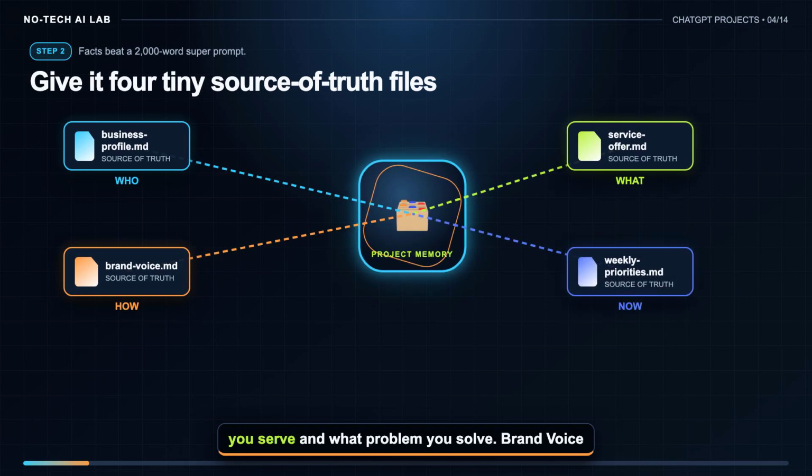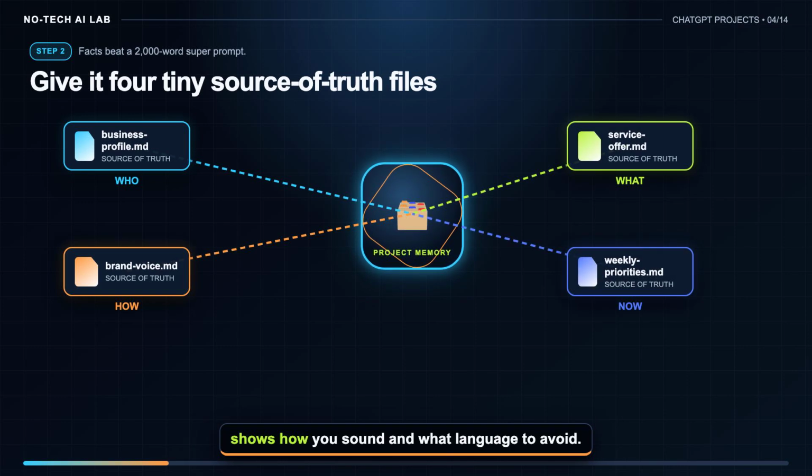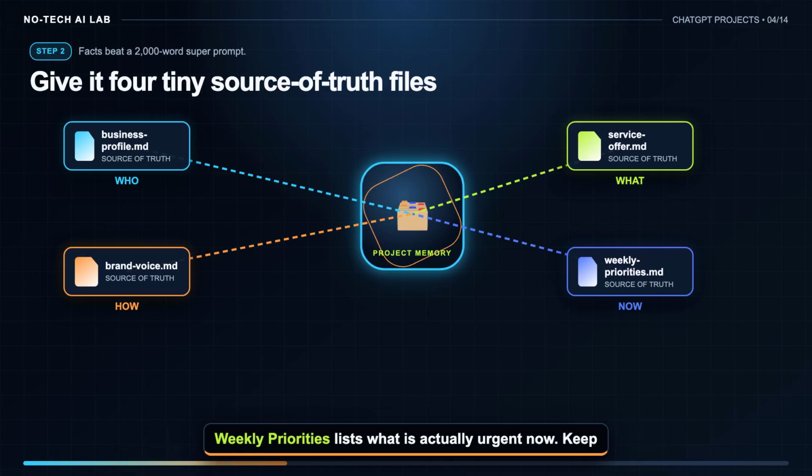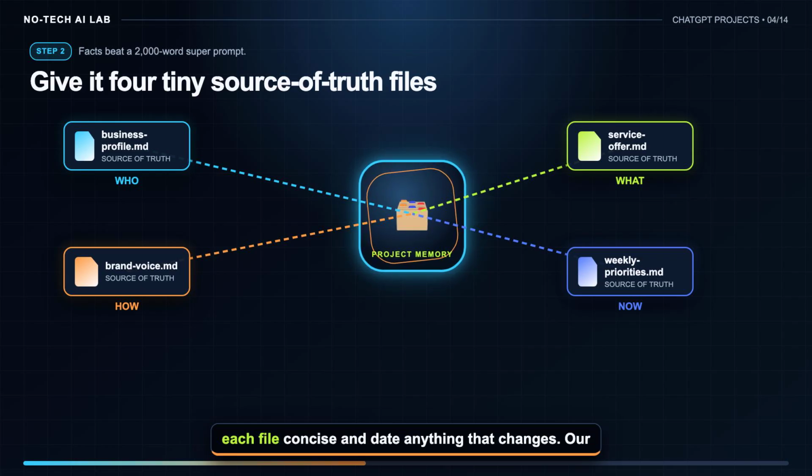Business profile explains who you serve and what problem you solve. Brand voice shows how you sound and what language to avoid. Service offer defines deliverables, boundaries, price status, and turnaround. Weekly priorities lists what is actually urgent now. Keep each file concise and date anything that changes.